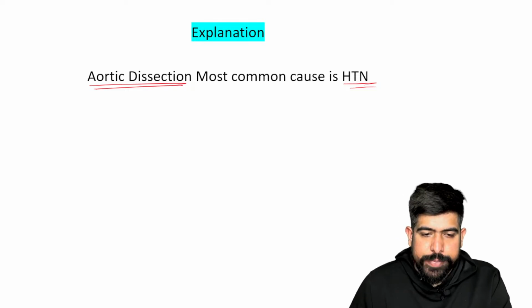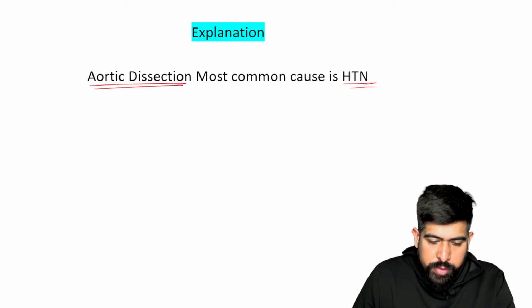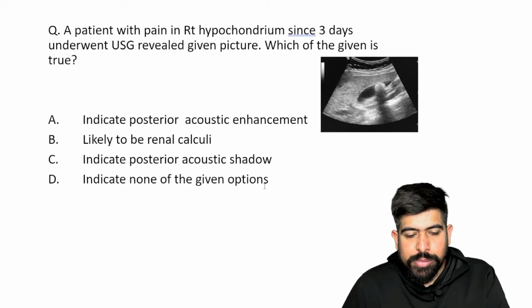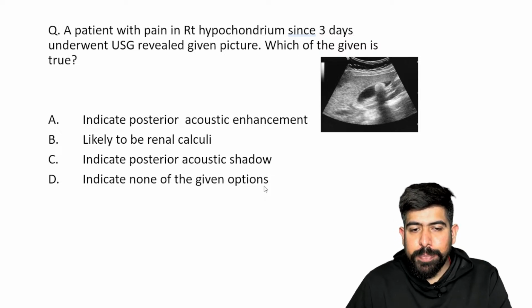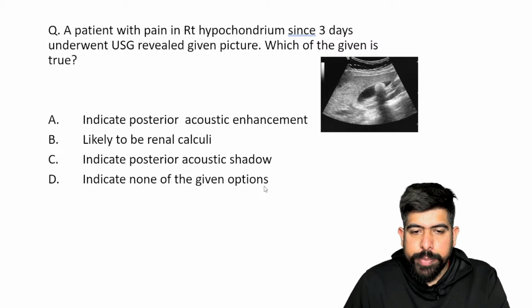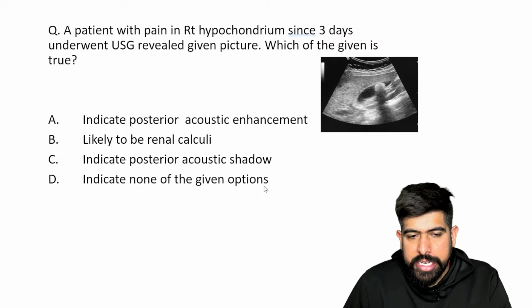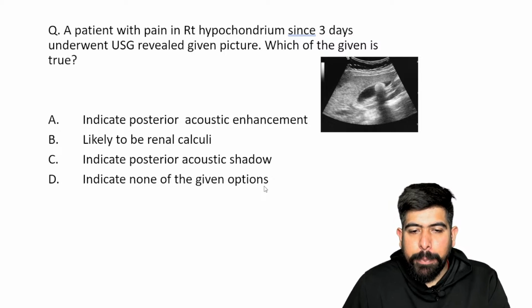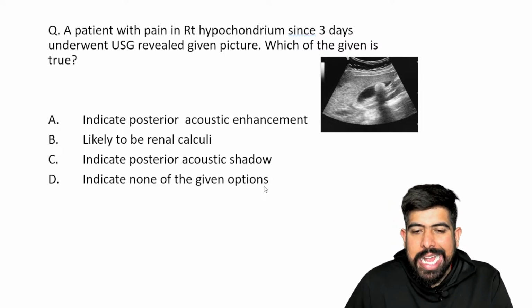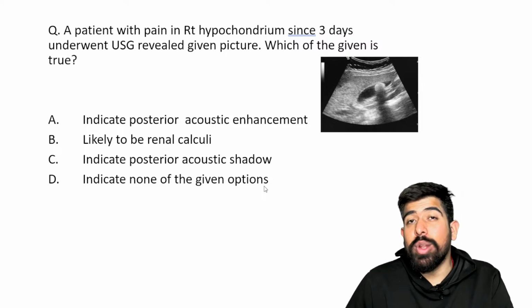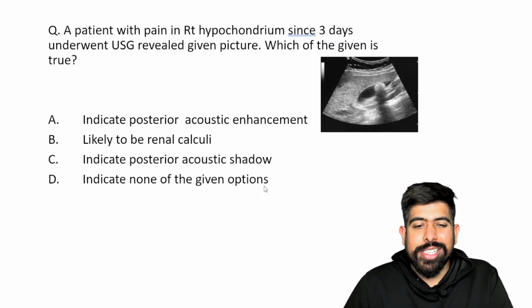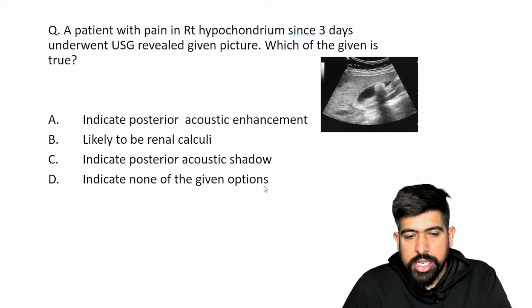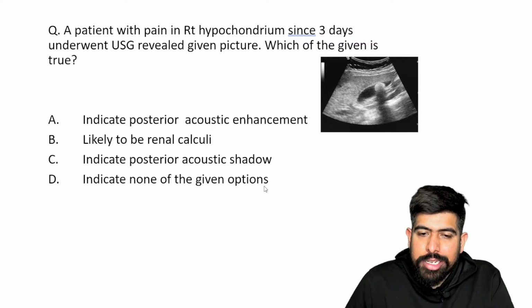Okay, let's move forward to the next MCQ, which I'm going to show you on your screen. Try to reply to me on the chat box. A patient with pain in the right hypochondrium for 3 days went for a USG, and this revealed the picture given. Now we are not asking what the diagnosis of this patient is. They are asking what is true about this image, and the image is clearly given to you.